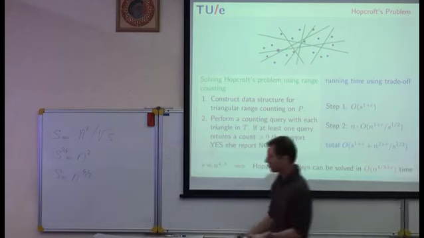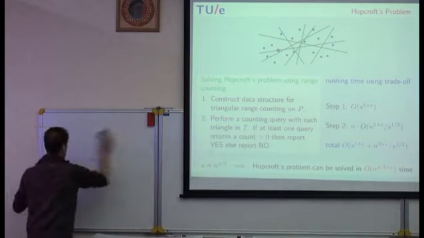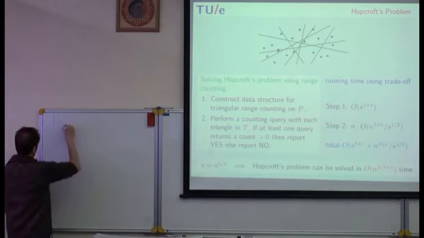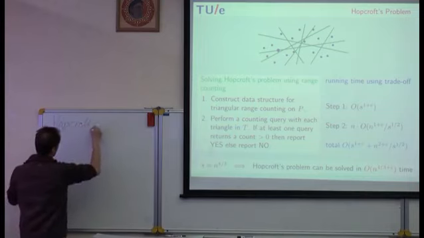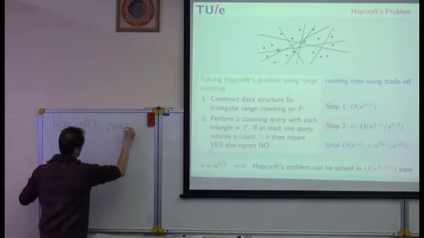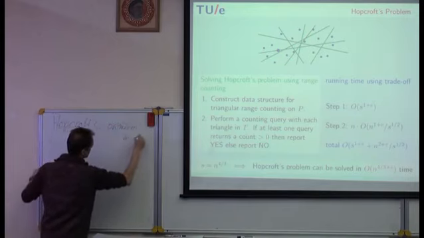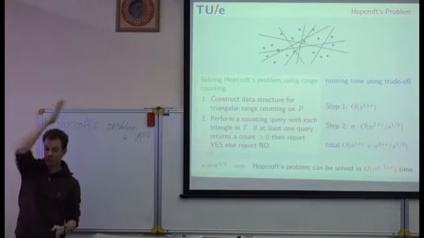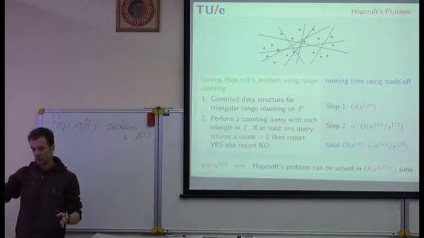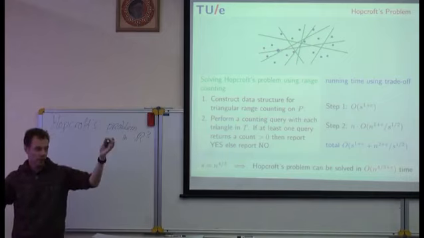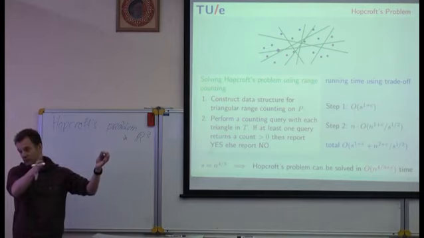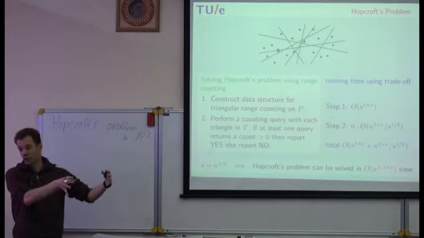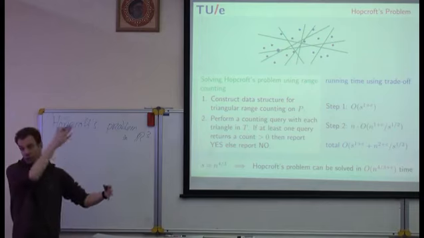Okay, just a quick test. So if I want to do Hopcroft's problem in 3D, in R3, I have a set of points and I have a set of planes. And I want to check, is there any point on any of the planes? Okay, can do the same thing. Pre-process the points for counting queries and do a query with each of your planes.